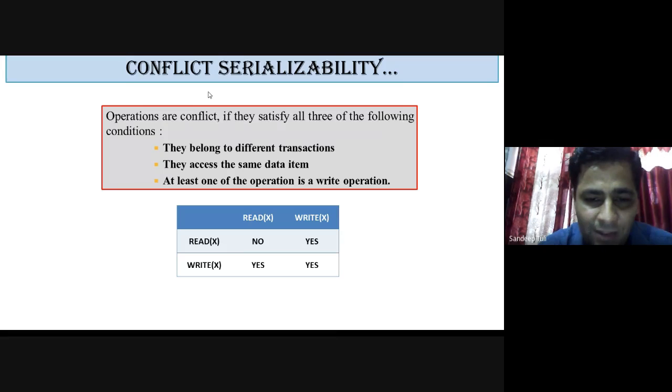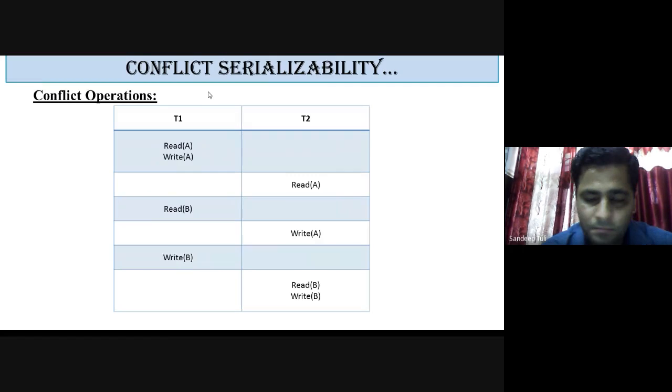The small table is also there in which you can see that if both are reading, then only they are not conflicting, otherwise they are conflicting. In the case of read only it is not conflicting, otherwise it is conflicting, whether it is read write or write read or write write. So now this is our example, this is our question. The table contains two transactions, we need to convert this non-serial schedule into a serial one.